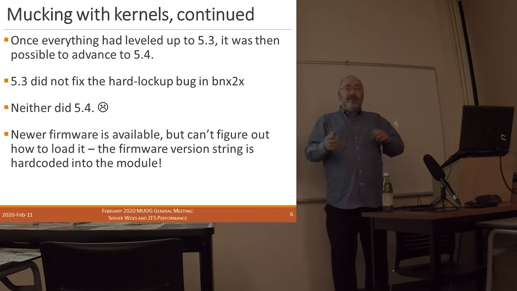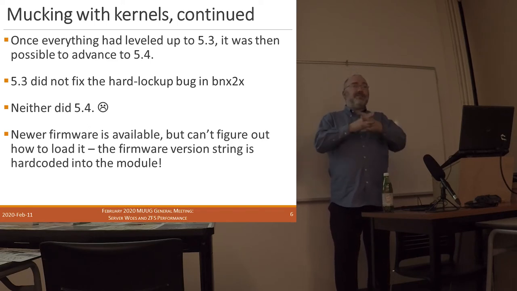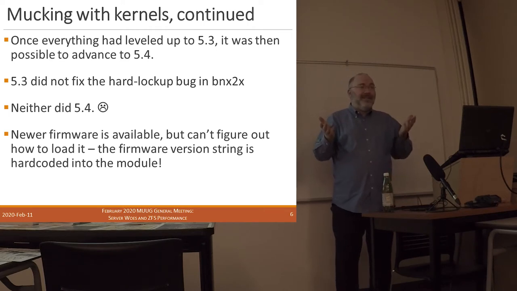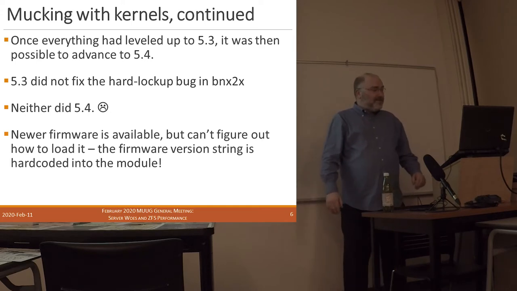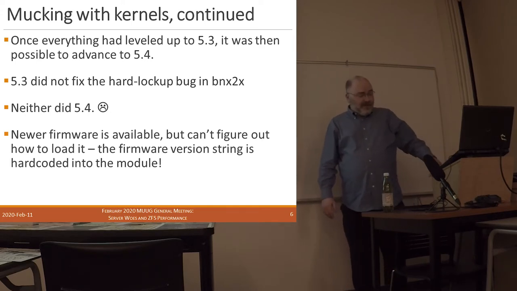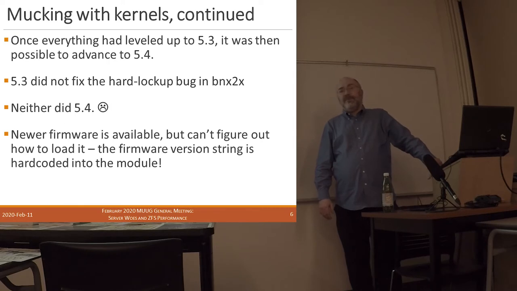Also, many people have encountered this problem before. And not to worry, it was solved 115 kernel revisions ago. Now what? No. There is newer firmware, because everybody that had ever reported this type of a problem on a BNX2X gigabit Ethernet or 10 gig Ethernet chip, the problem is universally: load the new firmware. I found the new firmware.